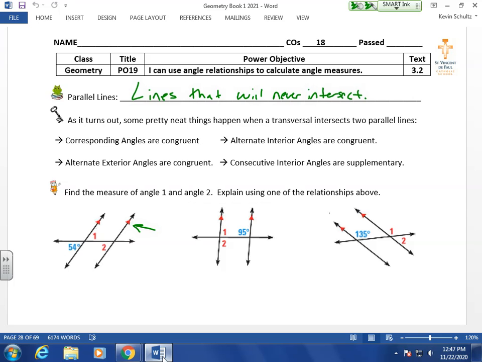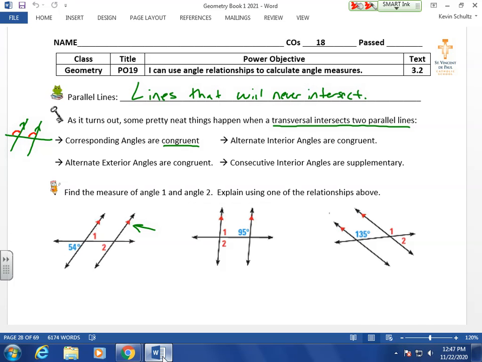What happens when you have a transversal that intersects two or more parallel lines is, number one, those corresponding angles that we talked about in CO18 are congruent. If you're drawing freehand, you can just put little arrows on the lines to show that they're parallel. You don't have to draw the whole triangle. If you have a transversal between two parallel lines, corresponding angles, same location, different vertex, are congruent.